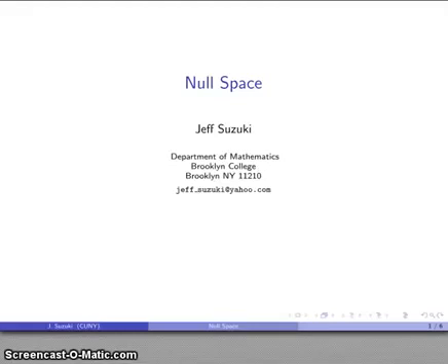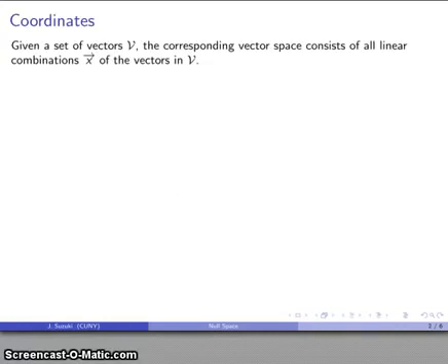So in addition to the row space and column space of a matrix, one of the other things we can talk about is the null space of the matrix. Now this goes back to the idea of our set of vectors that span some vector space. Given some set of vectors that span a vector space of interest, the corresponding vector space consists of all linear combinations of the vectors in V.